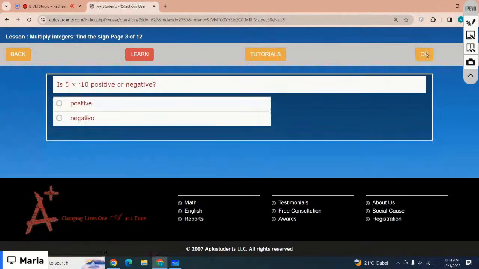Is 5 times negative 10 positive or negative? The number is negative, right? So the answer is, you can simply use n for negative and p for positive. That would be negative, right? One of the numbers is negative, so the answer must be negative.